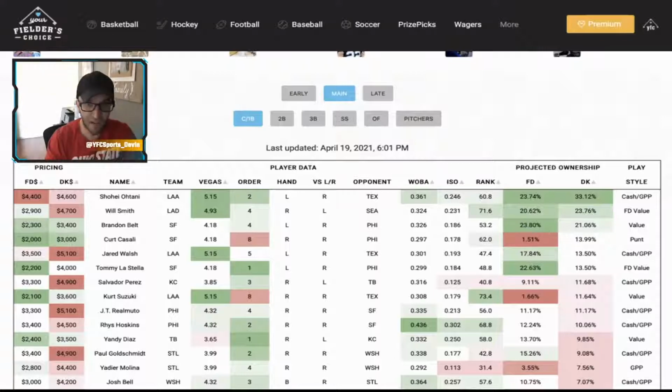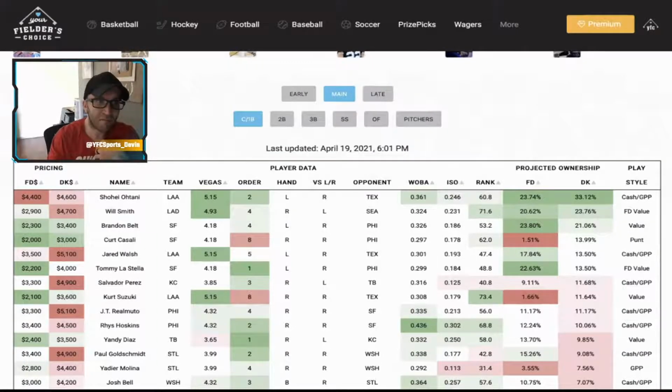Today, we really don't have anybody that cheap. We've got Kurt Casale coming in at 3K. He is batting 8th, as we can see here. They do have a decent total, 4.18. Again, this is a punt. You would be punting the position here.